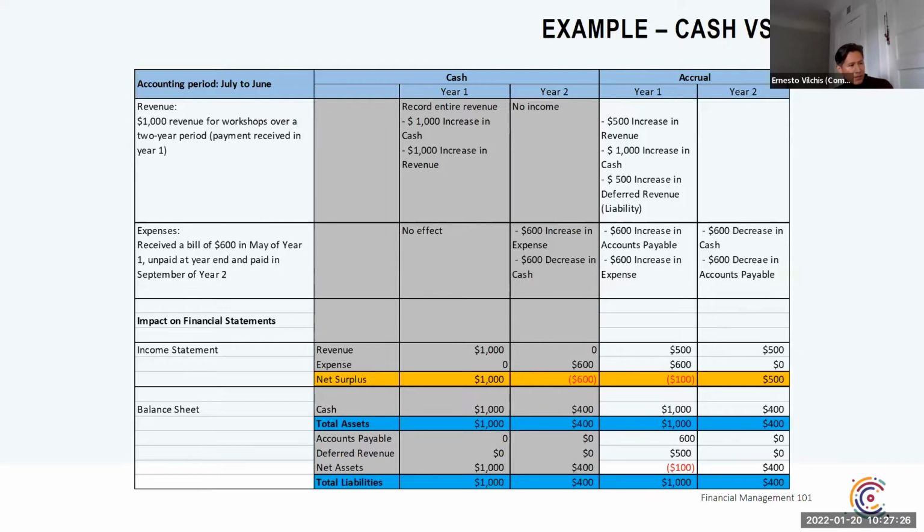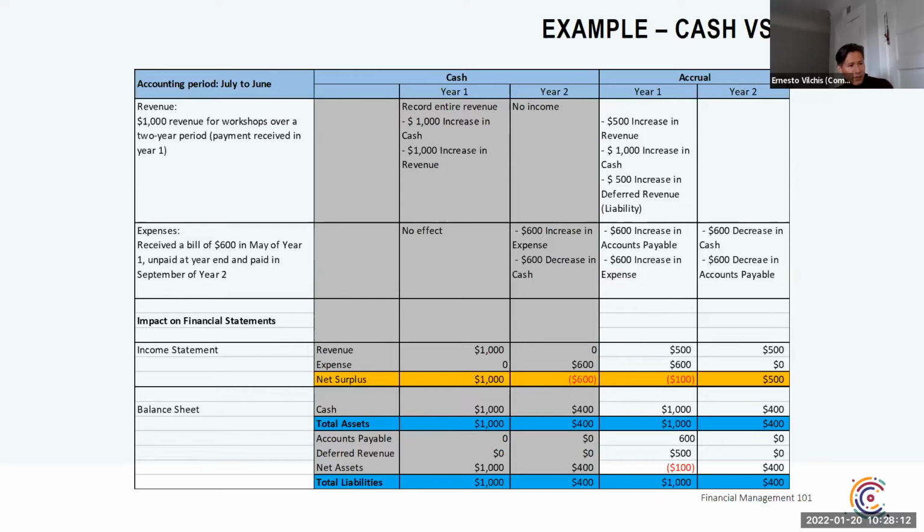The second example that we have here is, let's say that in year 1 you receive a bill for $600 in May of this year, right? But you decide you're not going to pay it until next year. So even though you got the invoice today for whatever services were provided to you, you don't do anything in year 1 under the cash system, right? In year 2, on the other hand, you record both the expense in your income statement, and then the $600 decrease in cash when the cash goes out, right? So again, even though the activity is really happening in year 1, nothing gets reflected there.